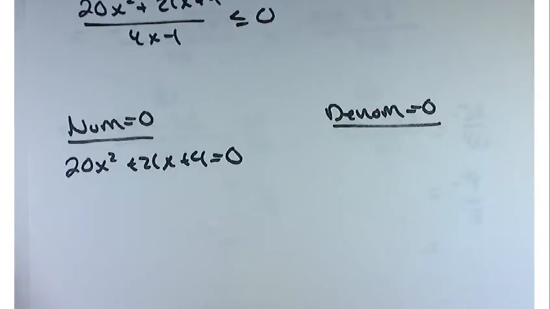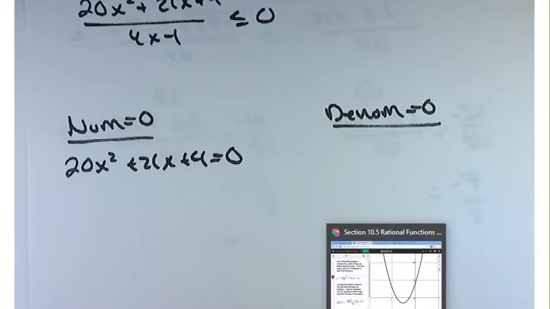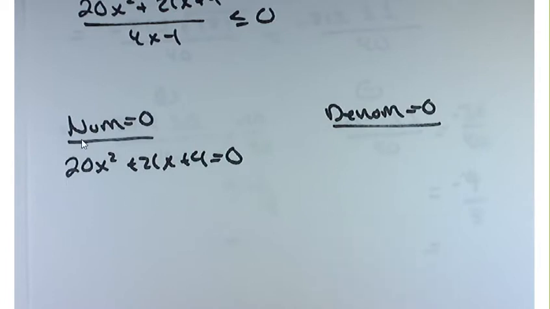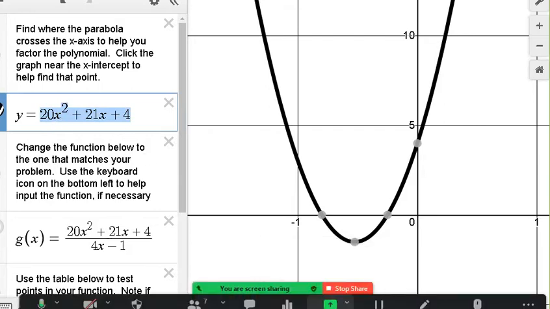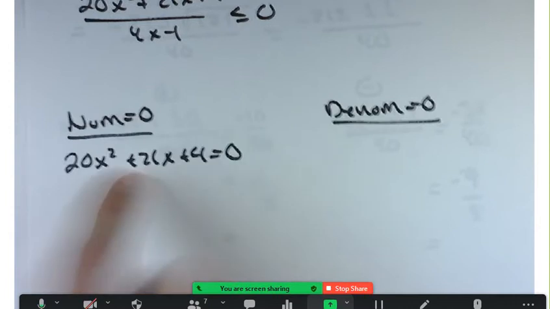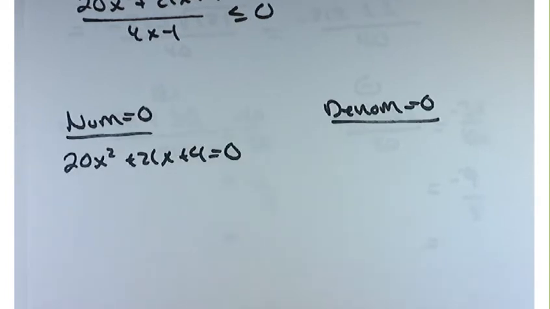Now here's my workaround for you when you're at home. If you're at home and you don't really want to solve that, but WebAssign's giving you some ugly looking problem like that, take a look at this equation. And let's come back over here. Take a look at this parabola. Do you see anything similar? I hope so. They're the same, right? 20x squared plus 21x plus 4. Same here as it is here.